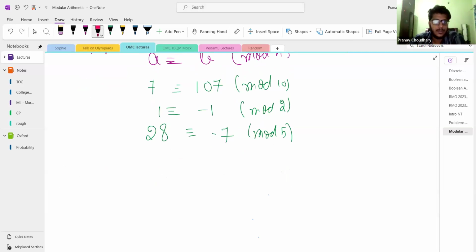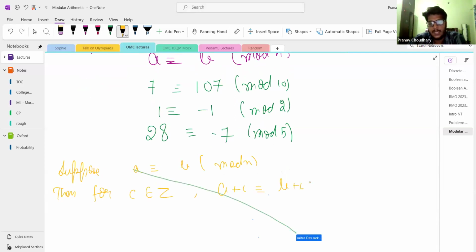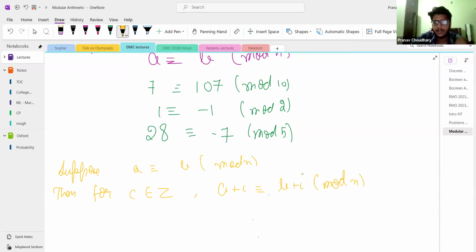So let's see why this is helpful. Suppose I have A congruent to B mod n. Then for any integer C, A plus C is congruent to B plus C mod n. Please don't write on the screen. Take a minute or two, try to absorb what it's saying and try to find a proof of this. It shouldn't involve anything other than the basic division algorithm which you have studied.